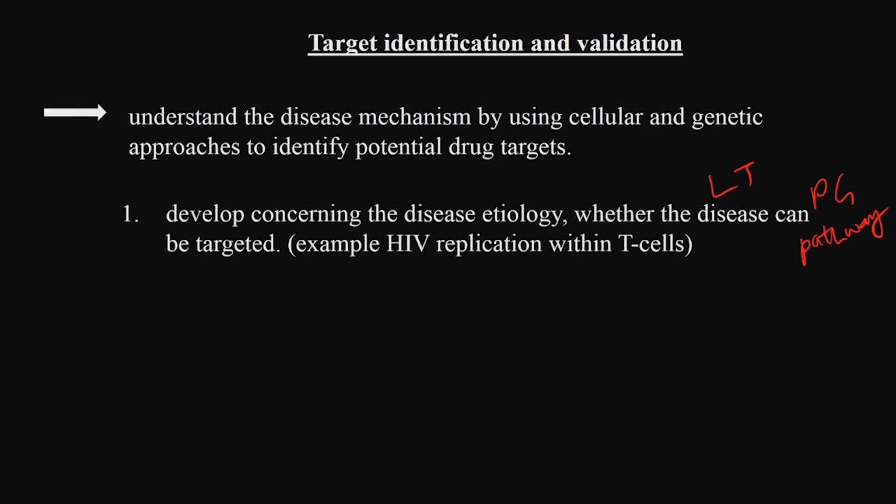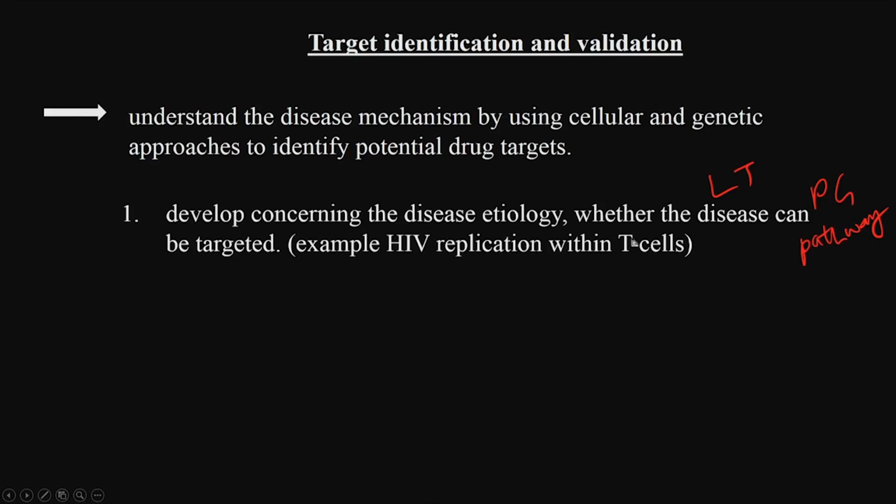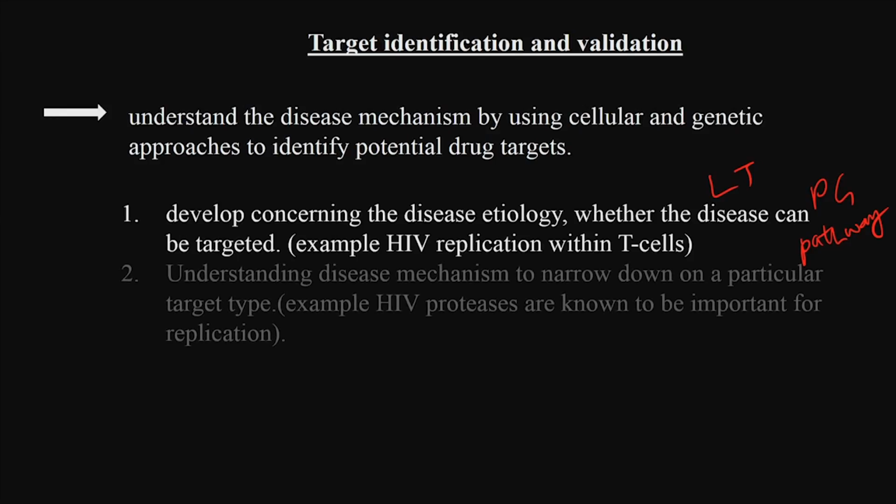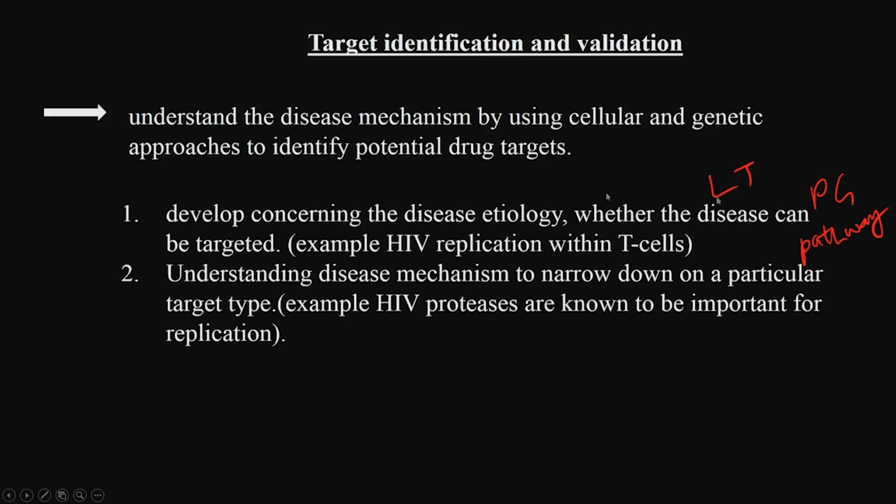Okay. Then I need to know concerning the disease etiology, whether the disease can be targeted, that is also very important. So, there could be some places where the disease can be targeted. For example, HIV replication within T cells, so I could target there. Okay. So, there could be some diseases where you might not find a target, okay, then you are in trouble. Understand the disease mechanism to narrow down on a particular target.